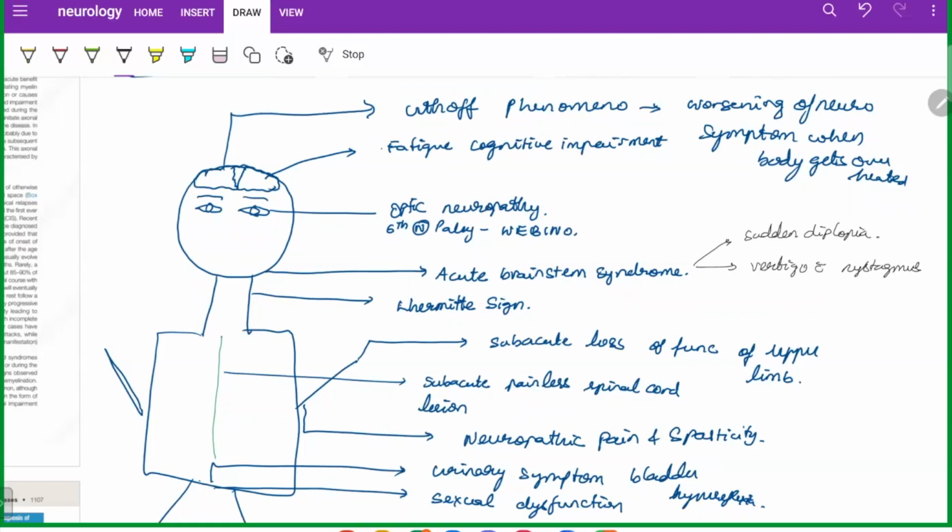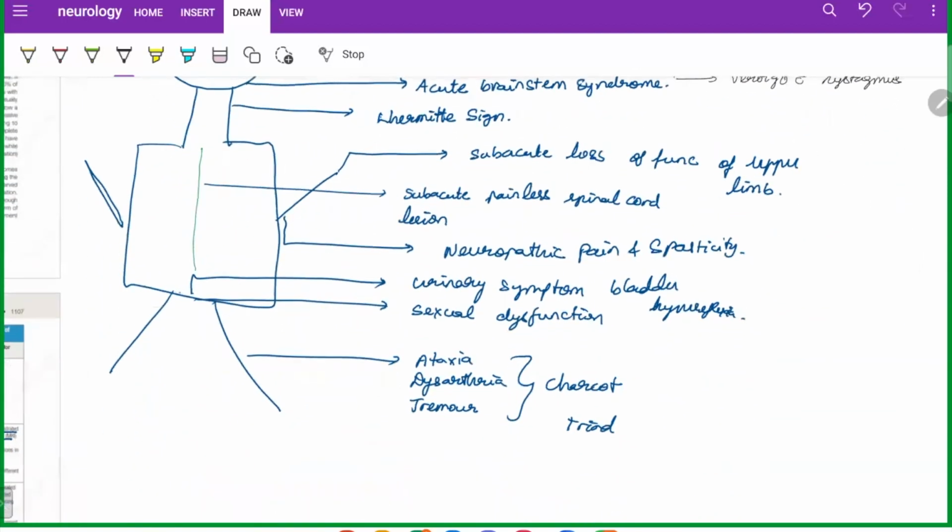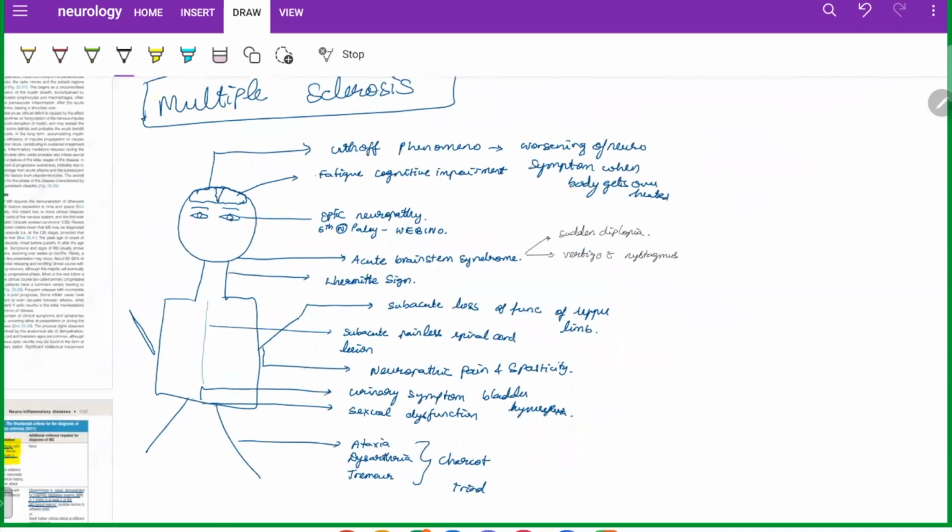Next, urinary symptoms will be there, that is bladder hyperreflexia. Sexual dysfunctions will be there. Then Charcot's triad. What is Charcot's triad? Ataxia, dysarthria, tremor. This is going to be the features of multiple sclerosis.